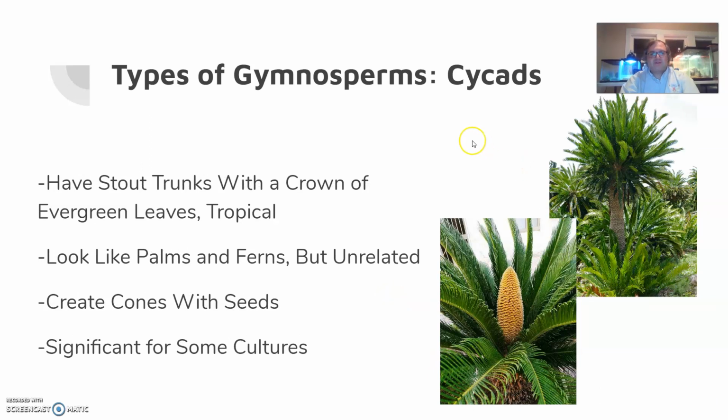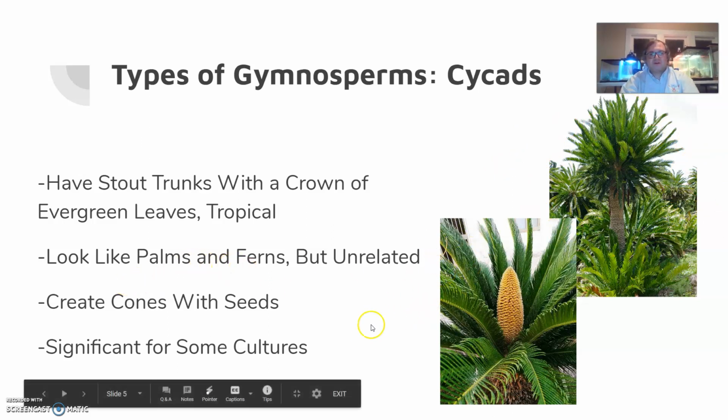Cycads is our last group of gymnosperms that we're going to look at. So these are plants with stout trunks and a crown of evergreen leaves, and they're found in tropical regions typically. This is another one that was around in prehistoric times and has persisted to this day. They look like palms and ferns, sort of, but they're unrelated. This group is kind of by itself.